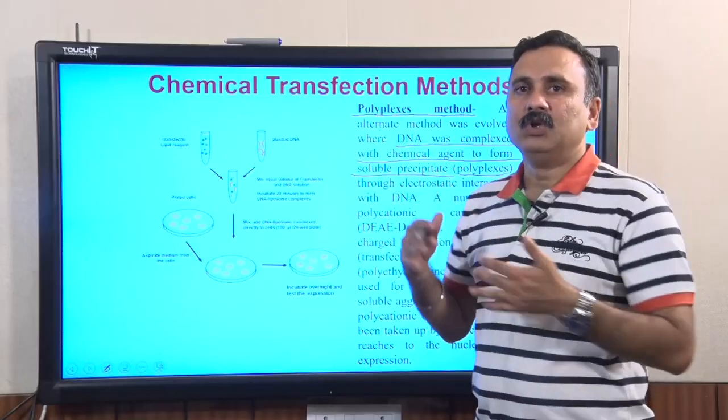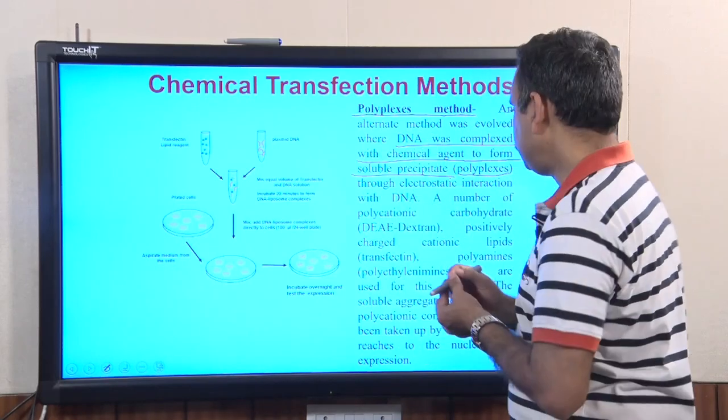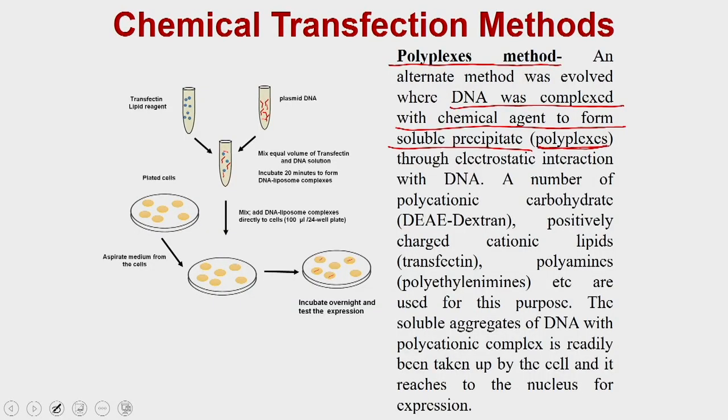Whereas in the polyplexes method, you use polymeric substances which form aggregates of a defined size. These polyplexes make a complex with the DNA through electrostatic interaction, which means the DNA is negatively charged, and the material you use for making the precipitate interacts with the DNA with a positive charge. Examples of polyplexes are dextran, positively charged cationic lipids such as transfectin, and polymeric amines such as polyethylenimine. These are three different categories, carbohydrates, lipids, and amines, and all three are suitable for this purpose.